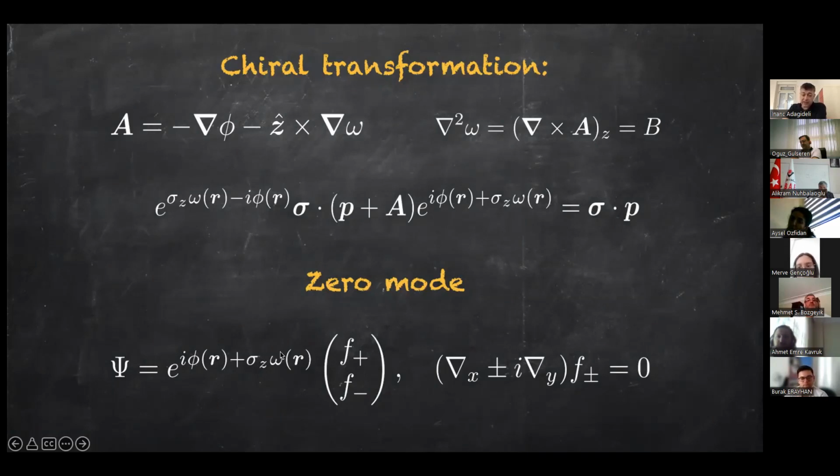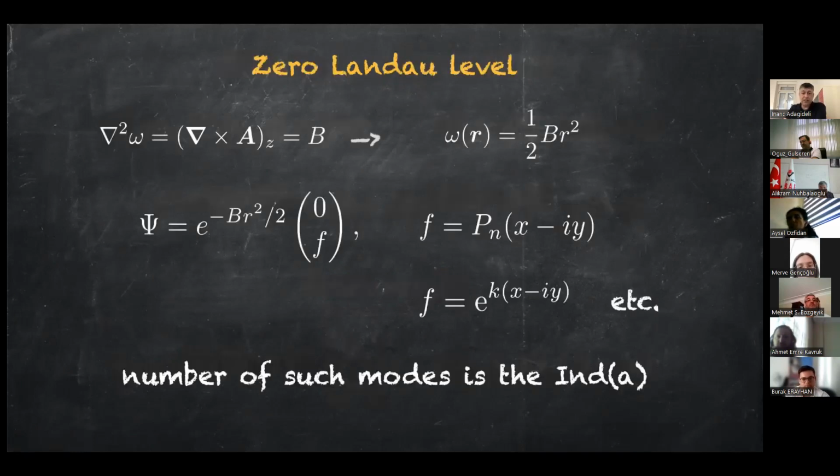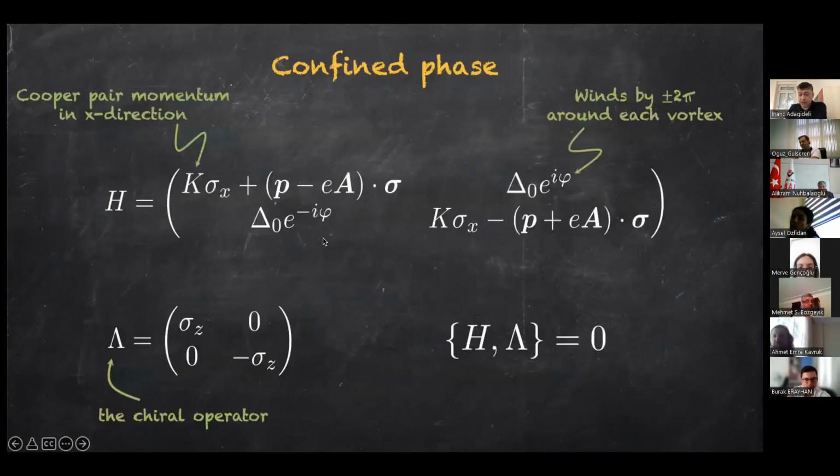Now, the key thing here, and I'll say it in a second: if you have a constant magnetic field, this omega of R is 1/2 B R squared. So your general zero mode solution is always in this form, e to the minus B R squared over 2, and 0 and F. Right, so that's the key thing. And F is just the local solution for this sigma dot P.